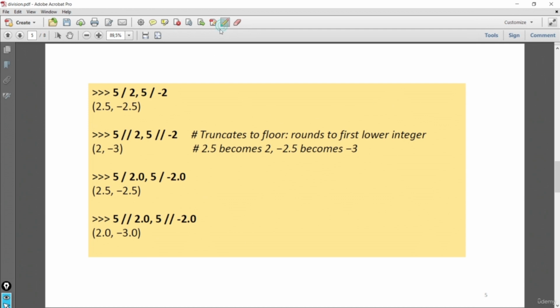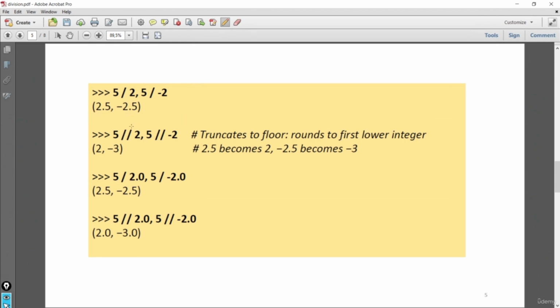Here we have mixed examples to compare the results of the different operations. Here we have 5 divided by 2. This is classical division. The result is 2.5. This is also classical division. The second argument is -2. The result is -2.5.